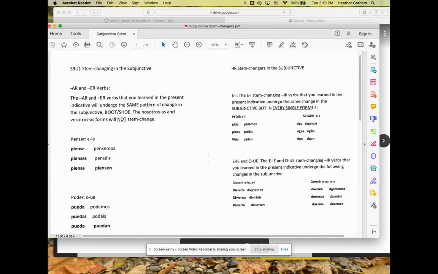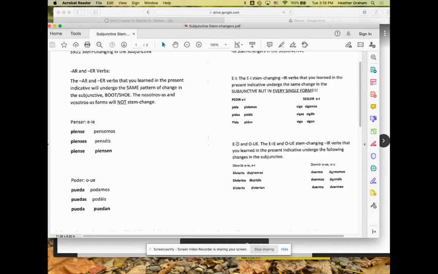Okay, so then we have ones that change E to I and O to UE. Like, for example, divertir, dormir, things like that. They're going to have one change in these four forms.